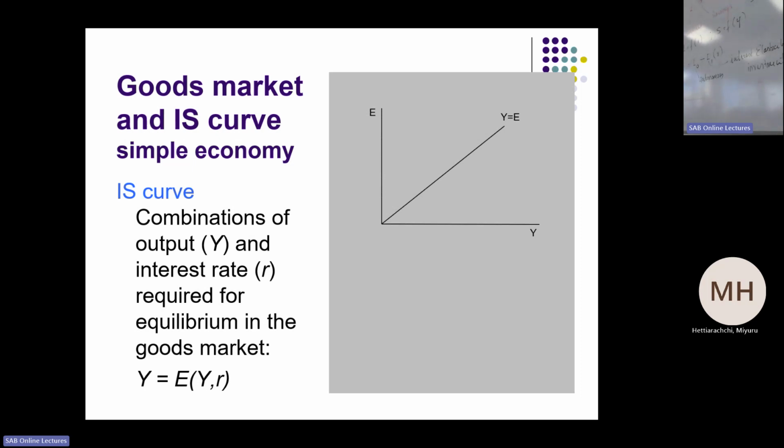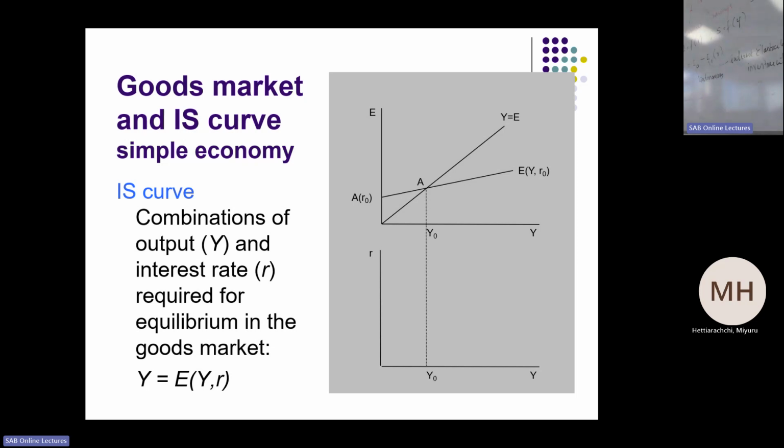The initial situation is the 45 degree line, equilibrium income. Otherwise use the Keynesian cross to derive the IS curve. This is the equilibrium income curve, the aggregate supply curve, and this is the aggregate demand curve, E, Y, R, meaning aggregate demand. So we know the slope mainly depends on the P.